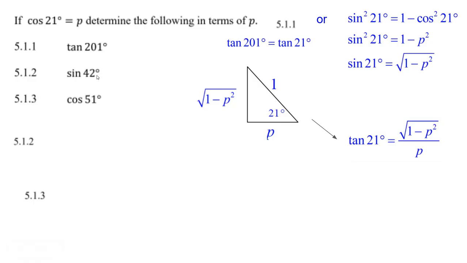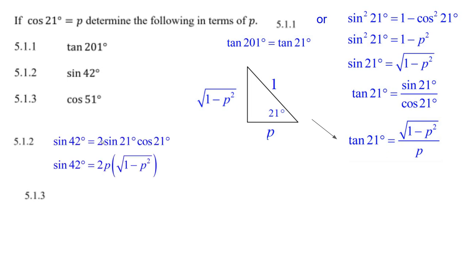Okay, the next question, what's the sine of 42 degrees? Well, that's the sine of 2 times 21 degrees, and we've got a double angle thing. The sine of twice an angle is 2 sine 21 cos 21. And we just did sine 21, root 1 minus p squared. The cos of 21 is p. There's your answer, the sine of 42 degrees.